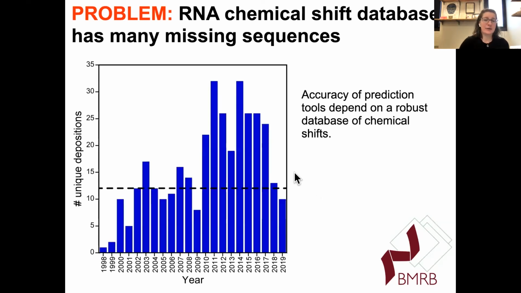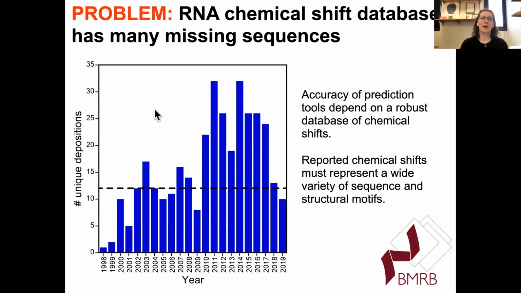In recent years, there have been less than 30 RNA chemical shift depositions per year. Now, these numbers are likely to change for 2020 and 2021 as several labs have really focused on studying RNAs from SARS-CoV-2, but nonetheless, the trend is that on average, very few depositions are made per year.